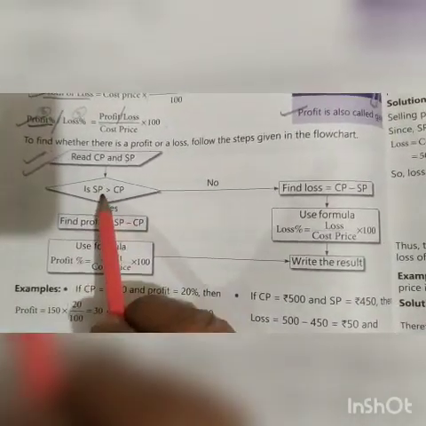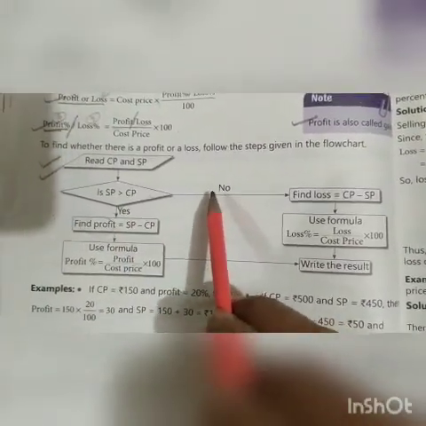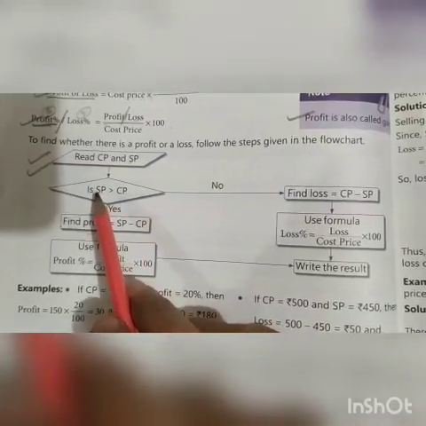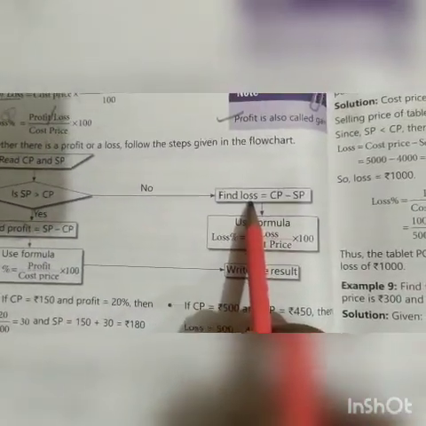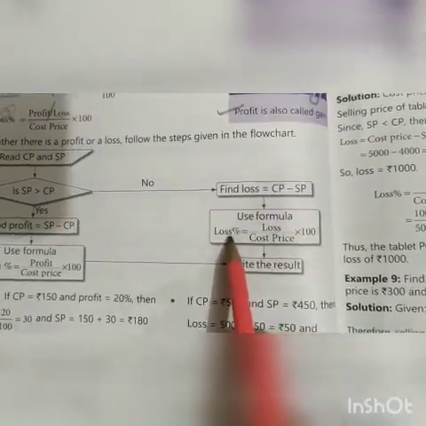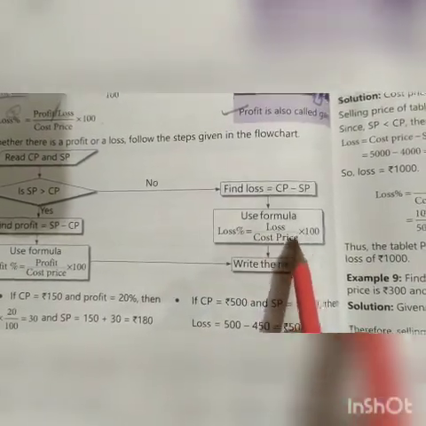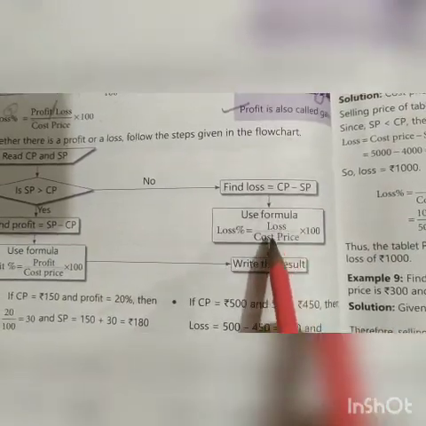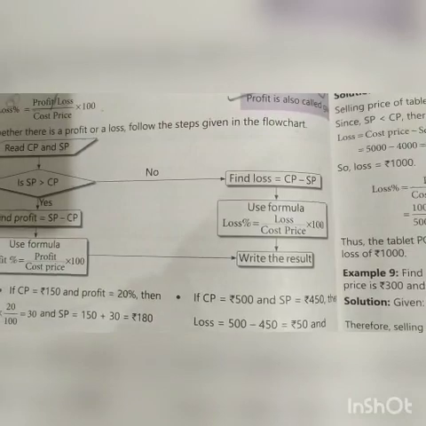But if selling price is not greater than cost price, if selling price is smaller, less than cost price, then there will be loss. Loss is equal to CP minus SP. Then you will find loss percent. Loss percent is equal to loss upon cost price into 100. Then when you put the values and solve it, you will get loss percent. Clear?